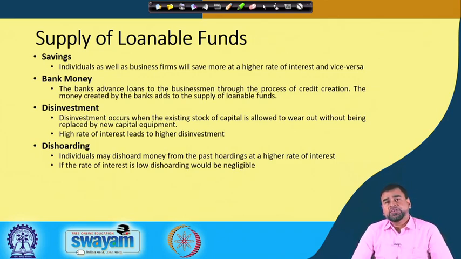So, these are the major 4 factors which are responsible for the supply of loanable funds. We have savings, we have bank money or creation of money by the banks, we have disinvestment, and we have dishoarding. These are the contributing factors from the supply side. Then we have investment, hoarding and dissaving, which are coming from the demand side. So, these are the factors responsible for the determination of the interest rate through loanable funds.